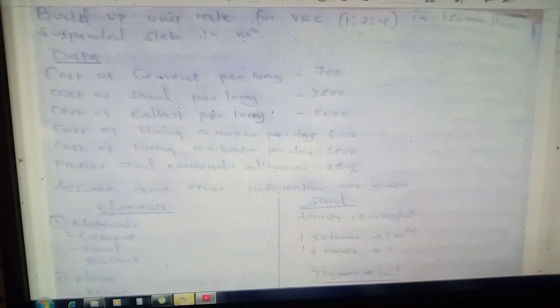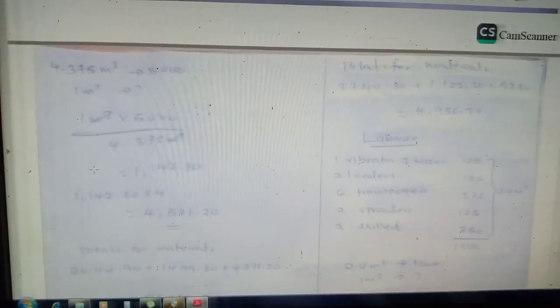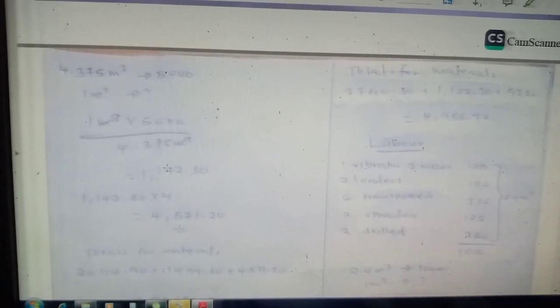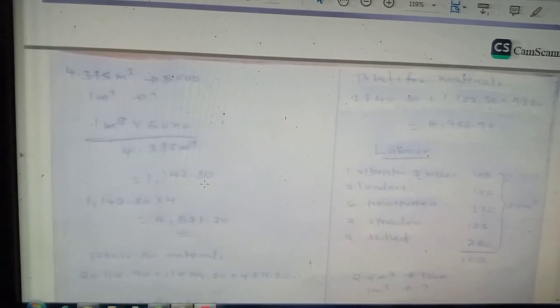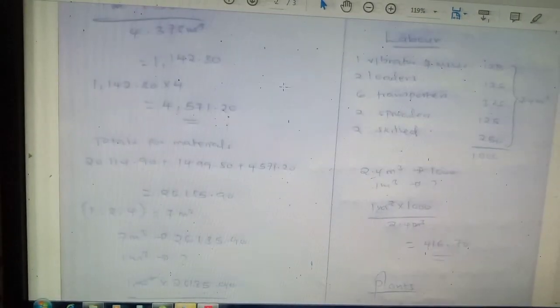The cost of ballast was 5,000 per lorry. So that 7-ton is equal to 4.375 meter cube, which is 5,000. What of 1 meter cube? 1 meter cube will be 1,142.80. Then this you multiply by 4, because our ratio is 1 to 2 to 4. So you multiply it by 4 to get the cost of what?